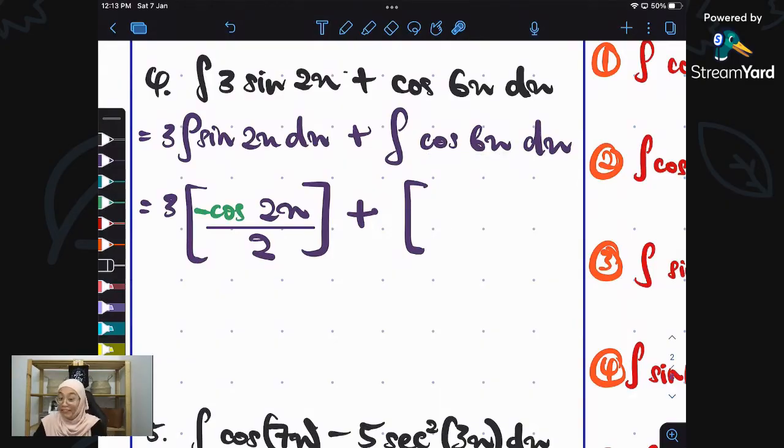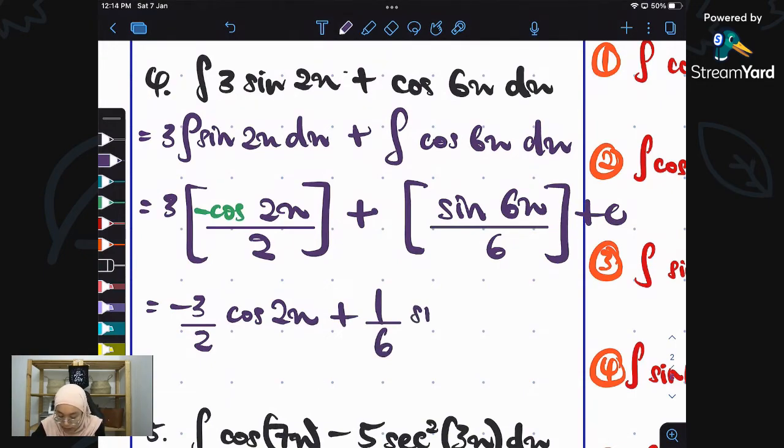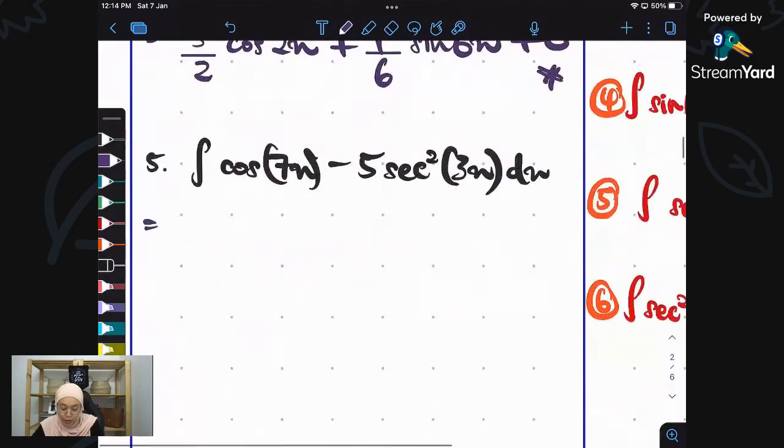Tapi if you don't like to hafal, some people doesn't like hafal, so they will make sense of it. Oh, differentiate sine gonna give me cos. Therefore, oh, I know it is sine 6x then over 6. And then I put plus c, don't forget. The answer is negative 3 over 2 cos 2x plus with 1 over 6 sine 6x plus c. That's it. That is our answer for question number 4. Let's go to question number 5.